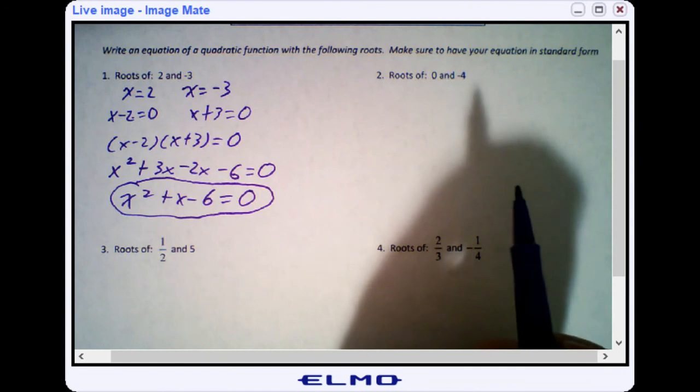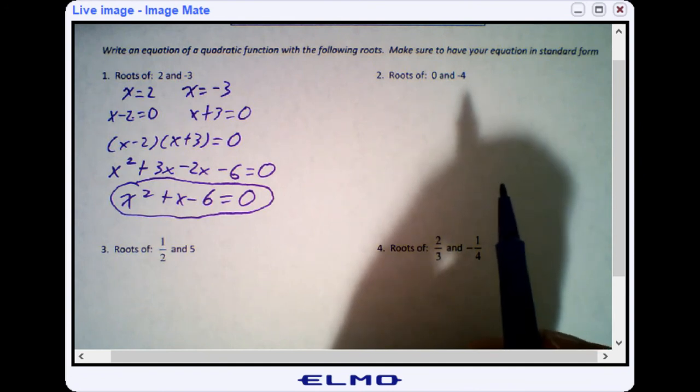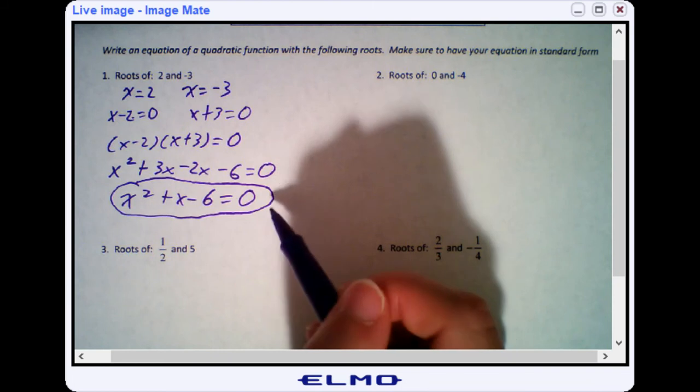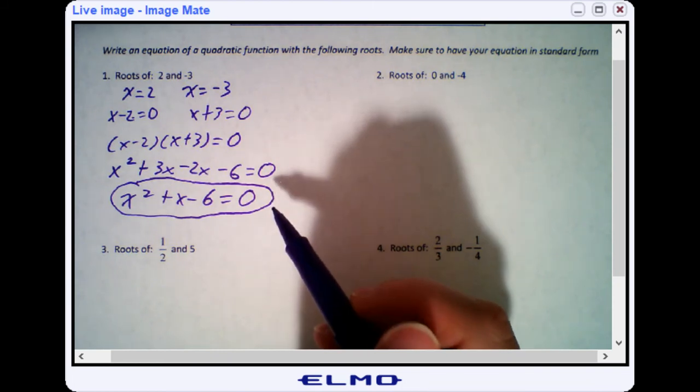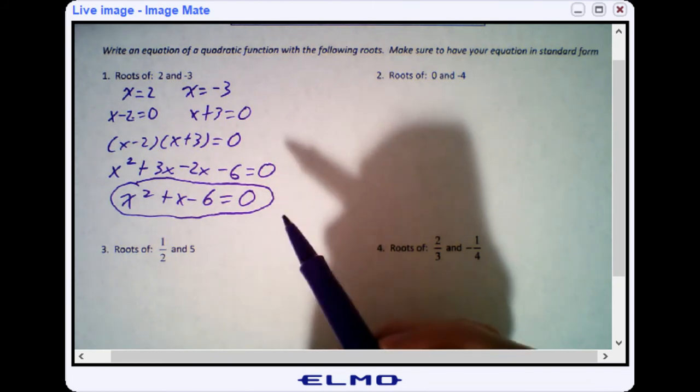If you have vertical stretches or shrinks, it looks slightly different, but this is probably going to be your most common one without anything crazy.